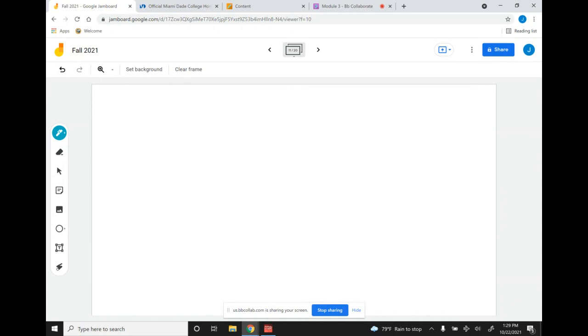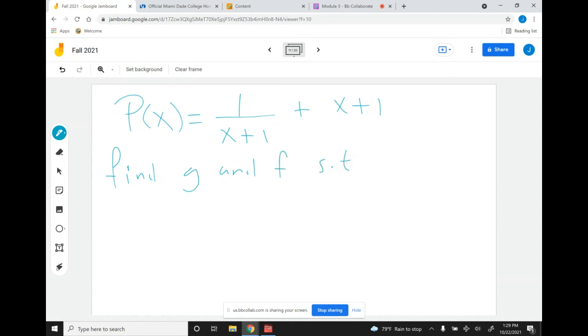It doesn't have to be h of x, we can call it p of x, anything. There. So that's my p of x, and this is how I want it to be done. Find g and f, notice that I'm switching the order already, such that this happens. I end up with p of x. Okay, that's what I want.